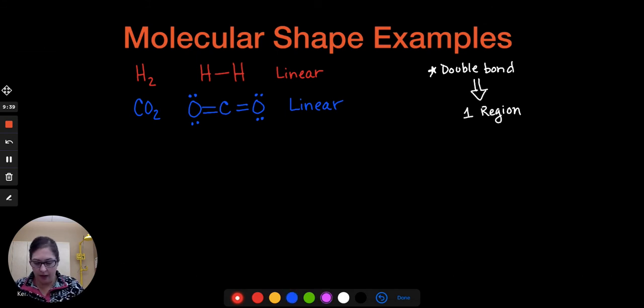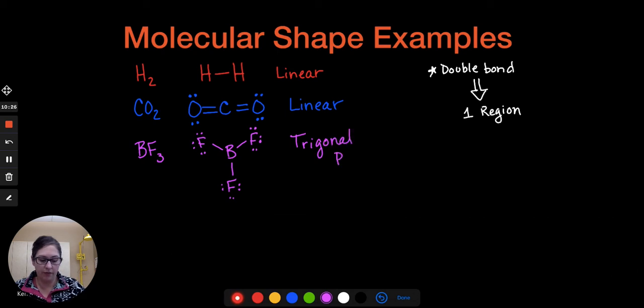Okay. The next one, if we had boron trifluoride, BF3, we would have boron. Boron is single bonded to three fluorines. Remember, boron is that exception. It only needs a total of six valence electrons, so it's good. Each of those fluorines then would need to have valence electrons. Now, again, the valence electrons on fluorines do not impact the shape. It's only if we were to have valence electrons on the central atom of boron. So now, around boron, we have 1, 2, 3 regions, and all three of them are bonded. And so that means that this is going to be trigonal planar.